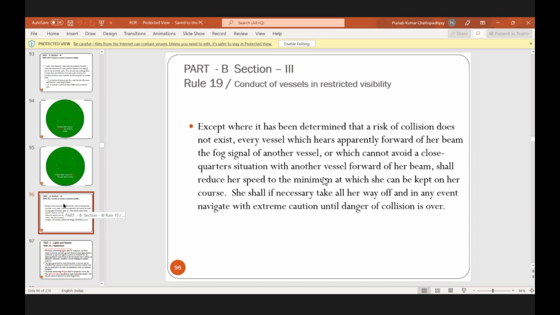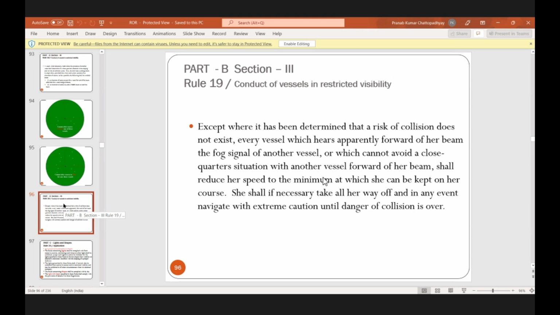But by alteration of course, you don't get more time to assess the situation, because you do not exactly know the direction of the vessel. You know there is a vessel. You also assume its closeness by the intensity of the sound signal. But at the same time, for determining risk of collision, you can't make out. So it's close, the intensity of the sound is more, the sound signal tells you it is very close.